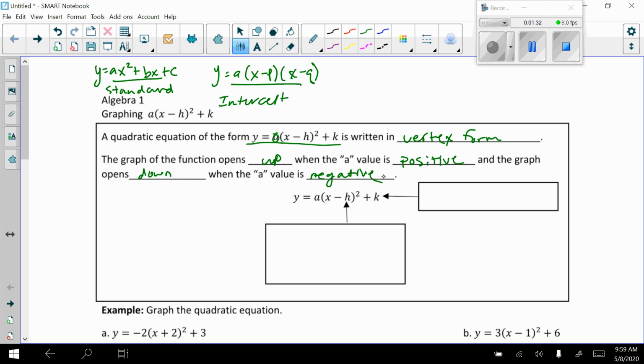Here's why this is called vertex form. It has to do with the h and the k. Turns out that the vertex of this parabola is really, really easy to find when we're in vertex form. All we have to do is look at h and k. The h is the x value of the vertex, and k is the y value of the vertex.